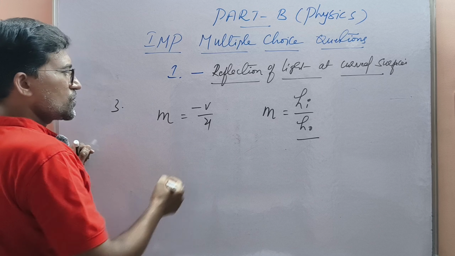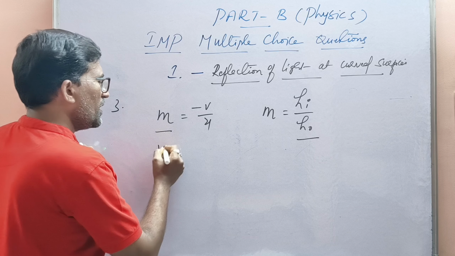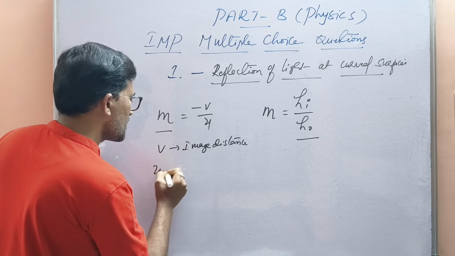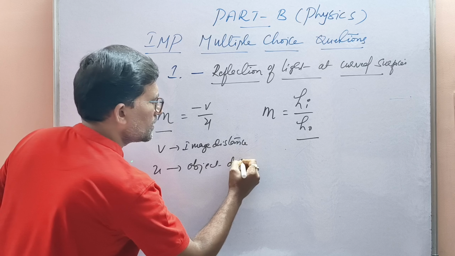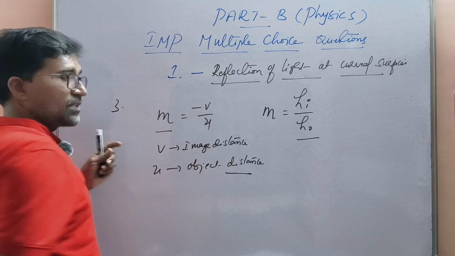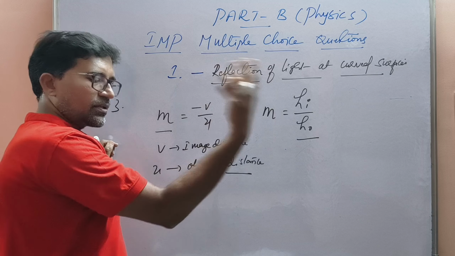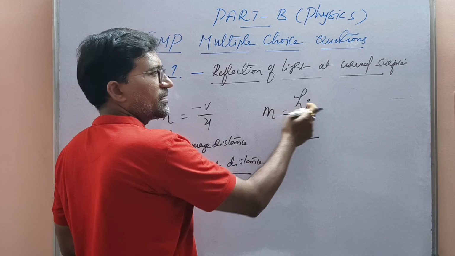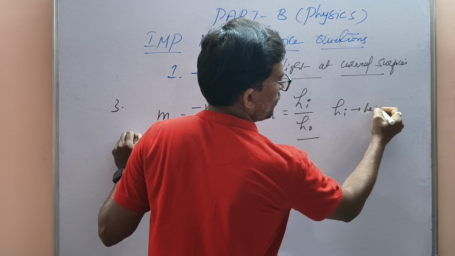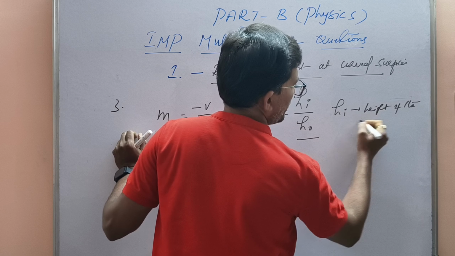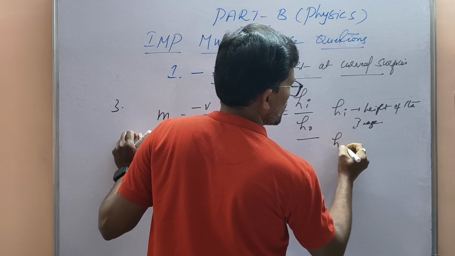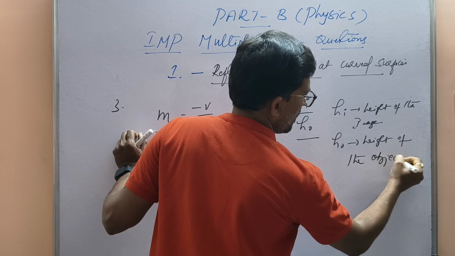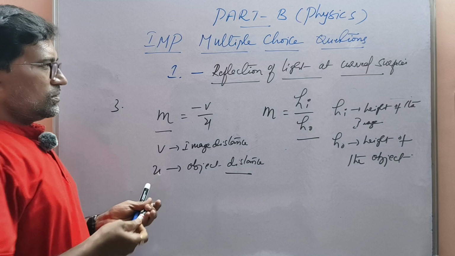In this case, M is magnification, V is image distance, and U is object distance. If this formula is given in the coming board examination, maybe in the coming SA1 examination, then what does HI denote? Height of the image. HO means height of the object. So, two formulae are there.